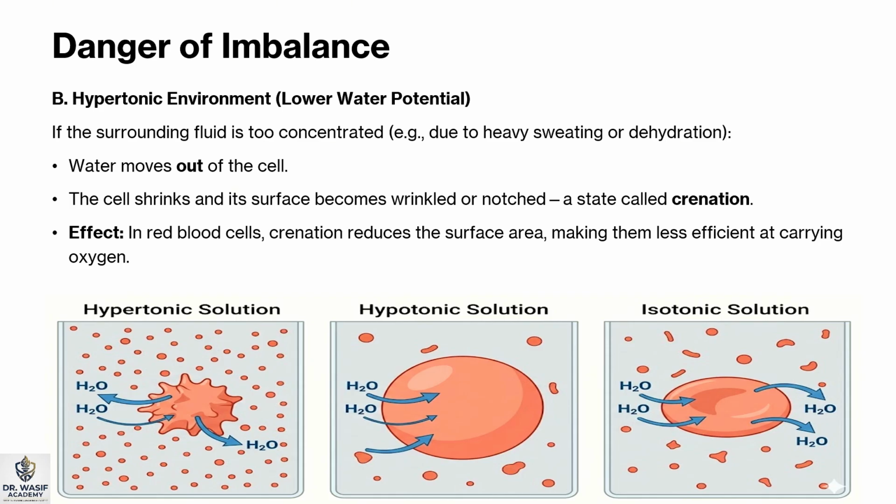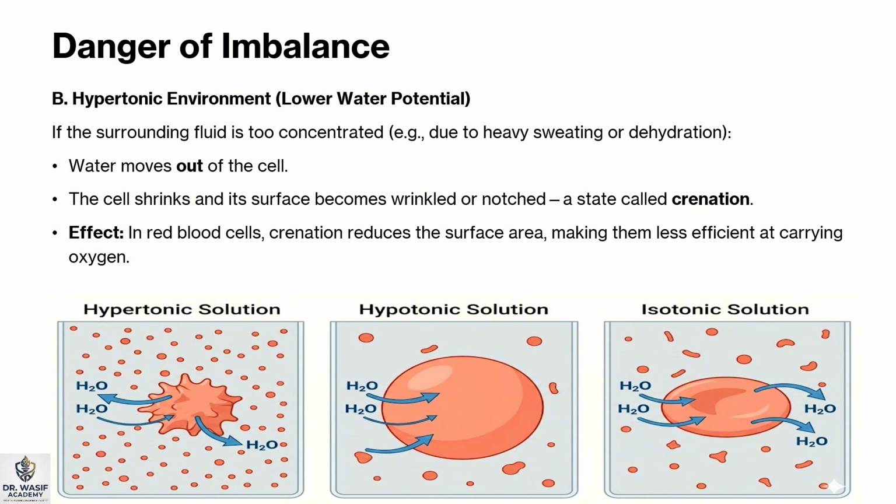Think of it like a grape turning into a raisin. But for a red blood cell, this is not just a change in looks, it's a change in its function. A healthy red blood cell is a smooth biconcave disc designed to carry maximum oxygen. Once it undergoes crenation, its surface area is reduced and its shape is ruined. It becomes far less efficient at carrying the oxygen your body needs to survive.